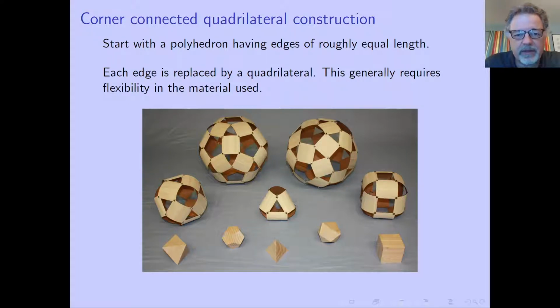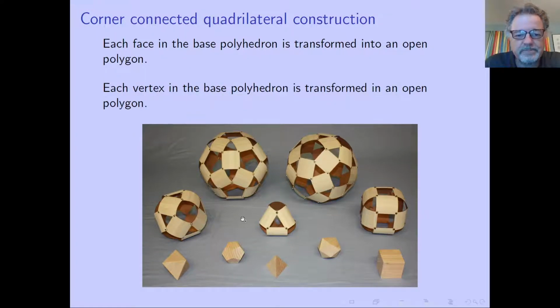And if we look at these, it's kind of interesting that when I look at, say, a face of the underlying polyhedral form, so this pentagonal face here, what happens in this process is that it becomes an opening space here. Similarly, each vertex in this underlying polyhedron becomes an opening in this polyhedral form.